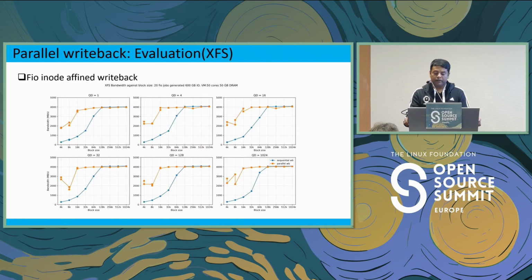We did the evaluation using the FIO benchmarks with inode affine to writeback. And we see very good improvements. Here is the data with varying queue depth and FIO pumping the IO to various files. Here it is 20 FIO jobs and 20 files, and the complete IO is about 600 GB.